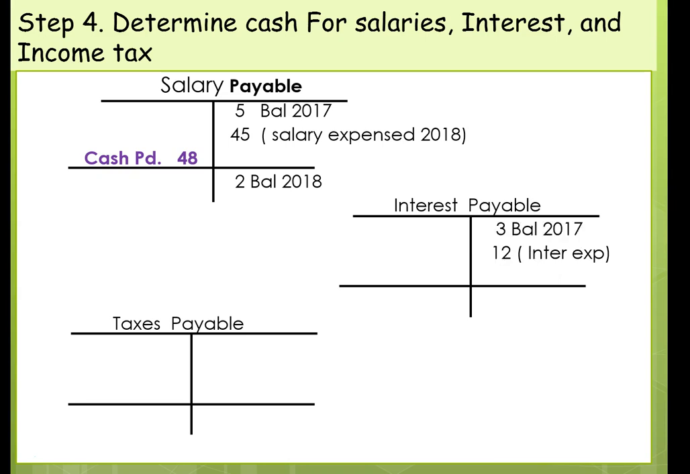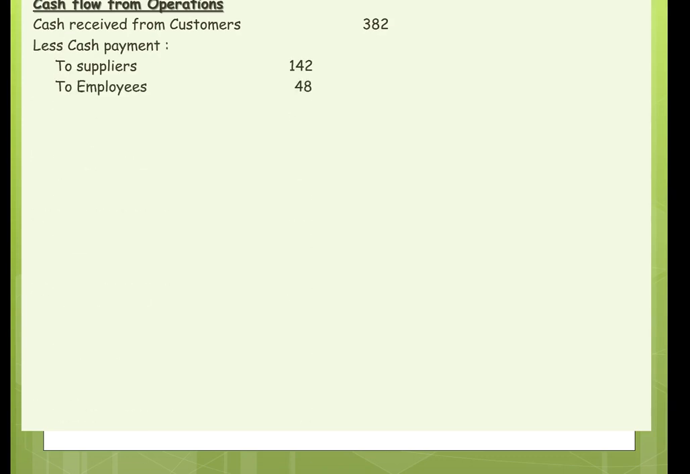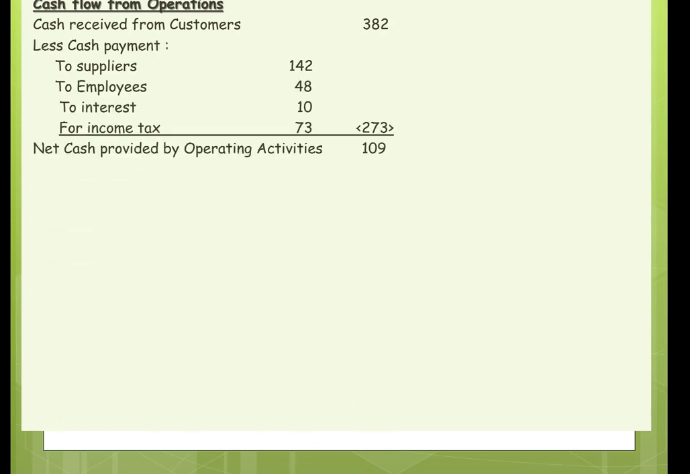Interest expense, we start with our beginning and ending. We had 12 in interest expense, but it went up by 2, which means that our cash was only 10. And for taxes payable, it went down by 3 plus the 70, which means we had cash paid of 73. Now we can do our cash flow from operations. So there's our cash flow from operations.